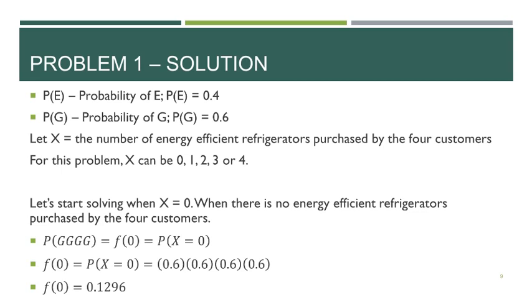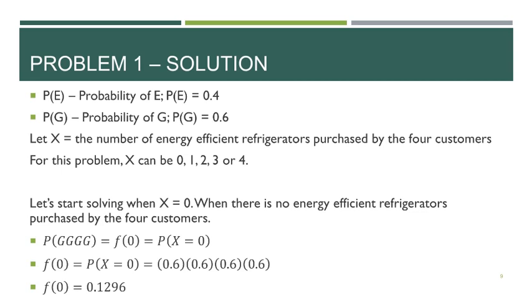If we let x be our random variable, where x is the number of energy-efficient refrigerators purchased by the 4 customers, then for this problem, the random variable x has 5 possible scenarios. First, that is when no energy-efficient refrigerator, E, is purchased by the 4 customers. Second, when only one E is purchased. Third, when only 2 Es. Fourth, when only 3 Es. And lastly, when all customers buy energy-efficient refrigerators.